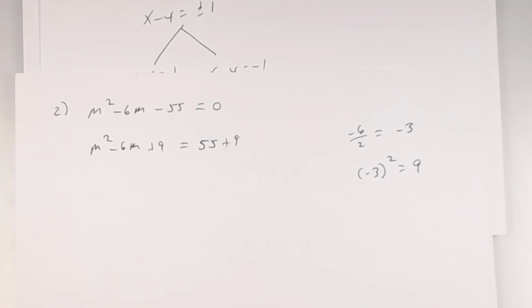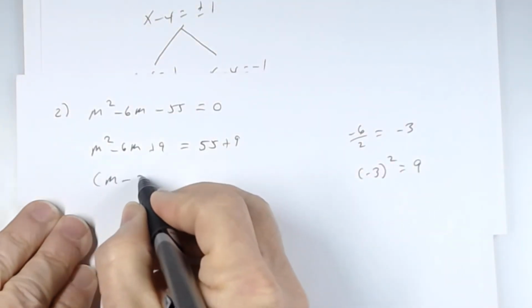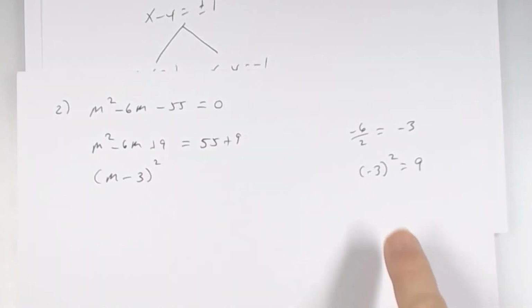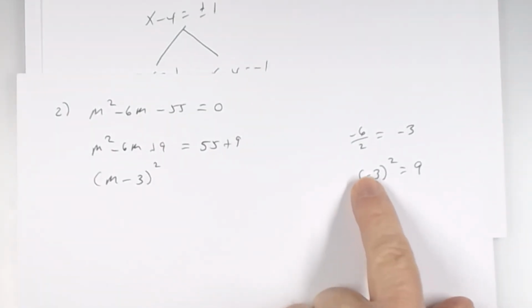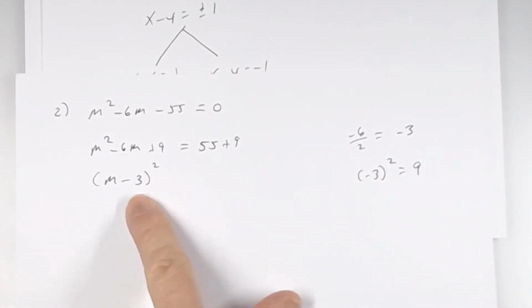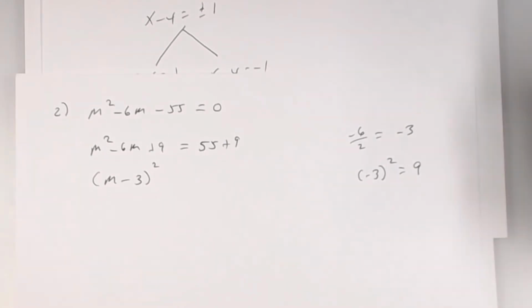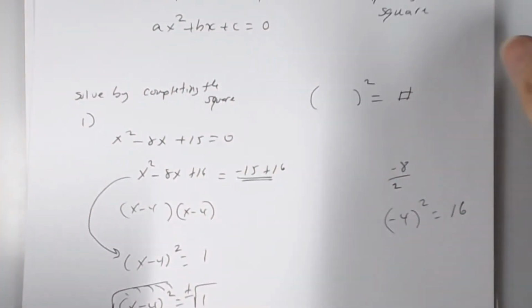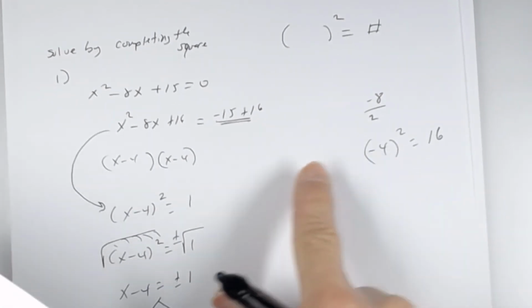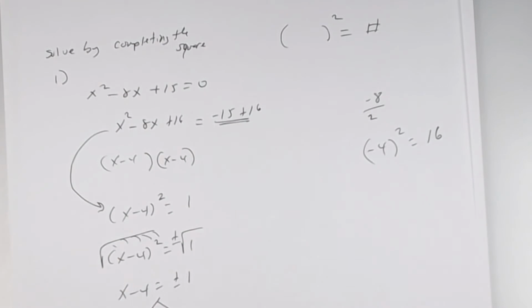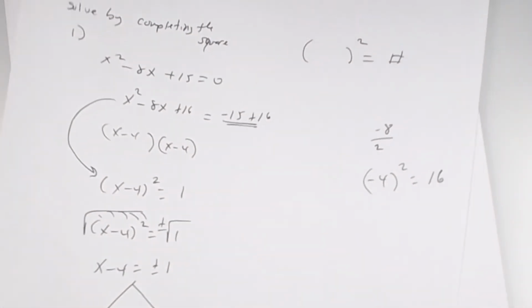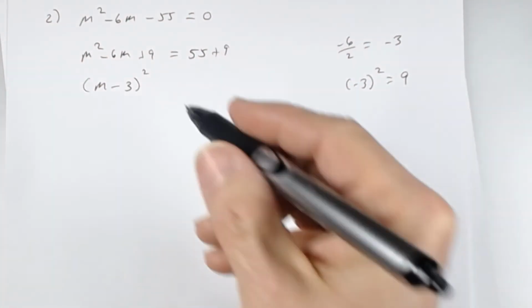Someone said x, but it's not x, it's m. And it's easy to determine your binomial, because you see what I have in parentheses? What do you see here? Negative 3. What do you see here? Negative 3. So we went back to the previous one, number 1. What do you see here? Negative 4. All right. So m minus 3 times m minus 3 will be this trinomial. And what does that equal?